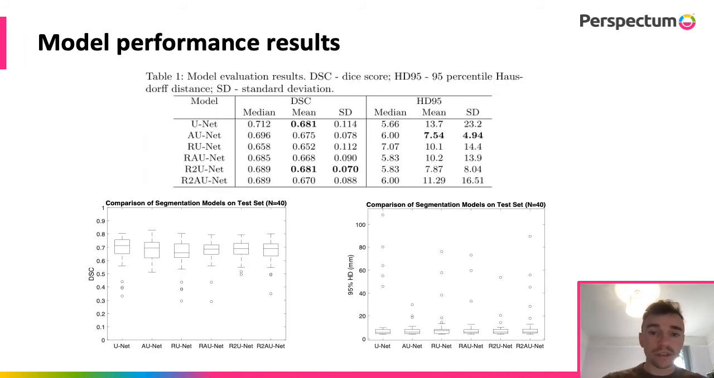So here you can see the model performance results. Each model performed quite similar, with no statistical difference between the performance of each model. We chose to go with the attention unit to run inference to extract the pancreas volume for all of the subjects, just because it seemed less susceptible to outliers compared to the other types of model.